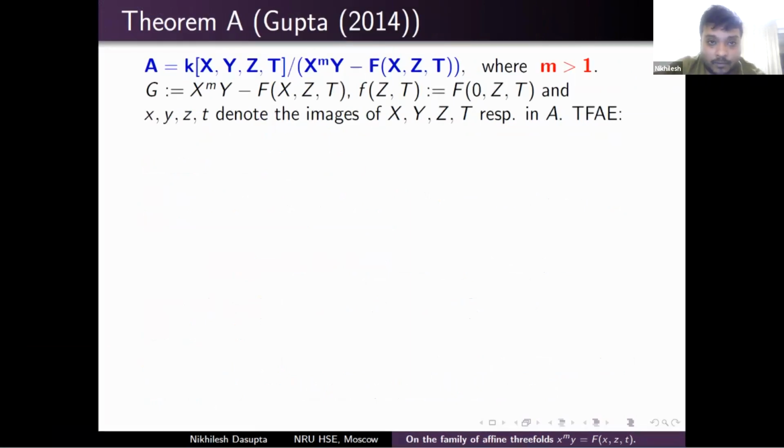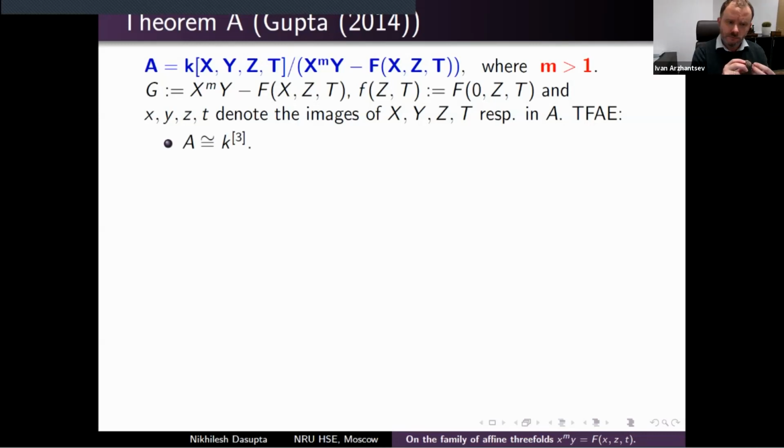So this is the main theorem of Gupta of 2014. A is K[x,y,z,t], and as you remember, the polynomial is of this form: x^m y minus F(x,z,t), where m is greater than 1. I will denote this polynomial as capital G, where small f(z,t) is F(0,z,t). Then the following are equivalent.